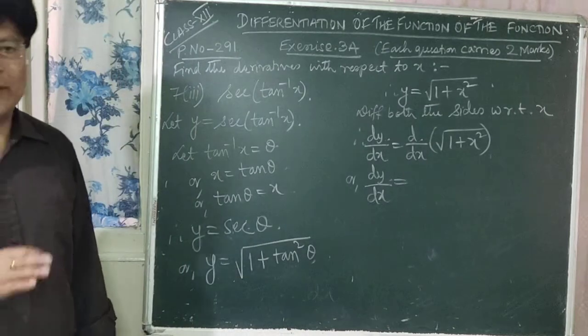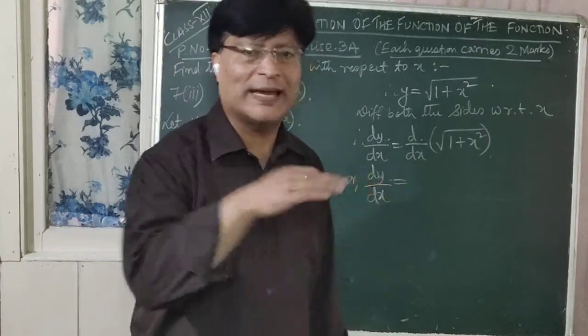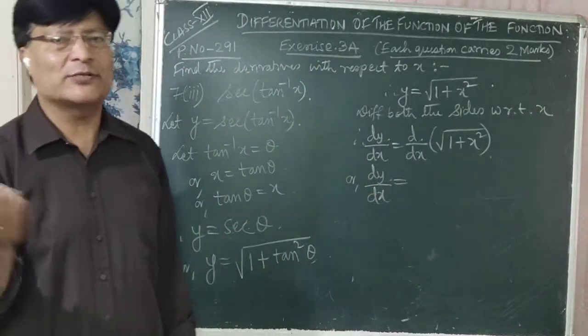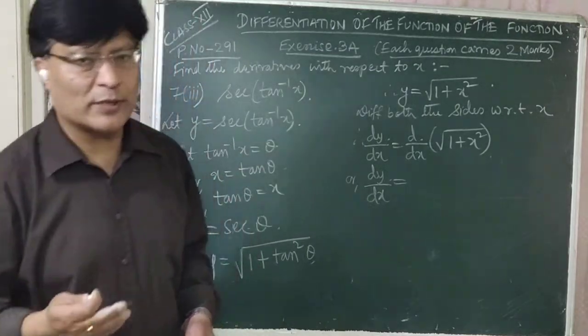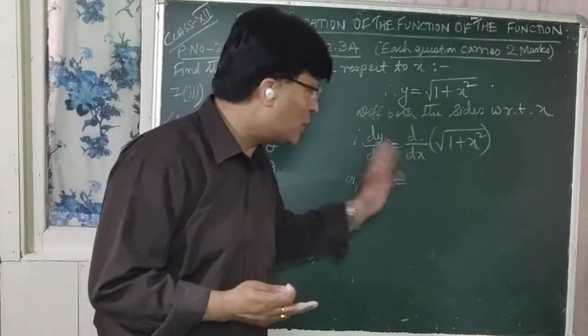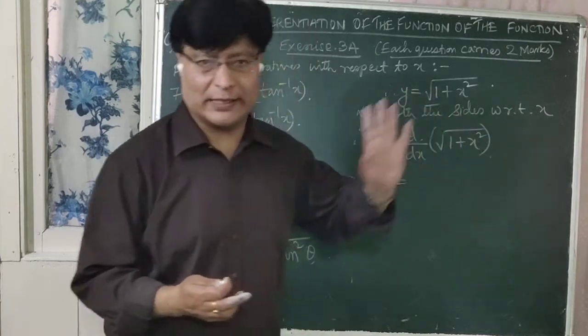Which function will you assume as x? You cannot take within root 1 plus x square as x, because dy by dx of x is always 1. But the differentiation of square root is not 1, right? So which function is taken as x here? How will you differentiate it? That is, you should take it as dy by dx of root over x.